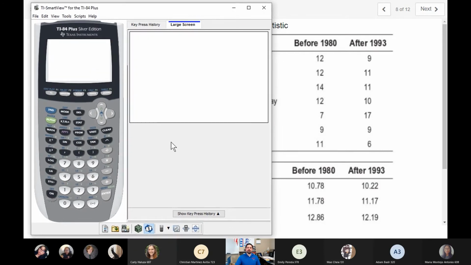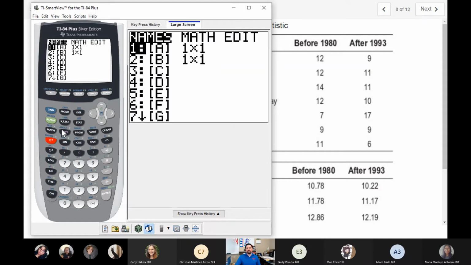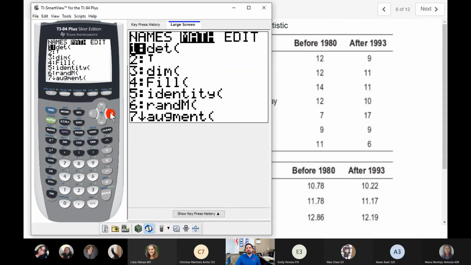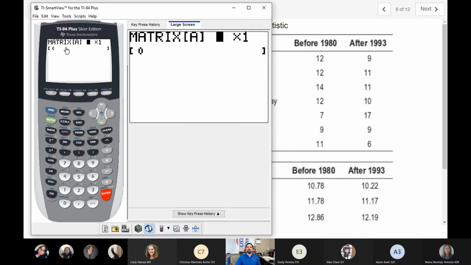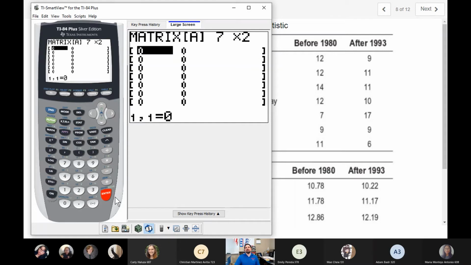Here is our calculator. We're going to use our matrices to do our chi-square statistics. So we're going to go to second, x minus 1. Above that it says matrix. That's where we're going to edit our matrices. We're going to go over to edit, enter. On that first matrix A, we're going to change this to a 7x2 matrix, as we have 7 rows and 2 columns in our data.